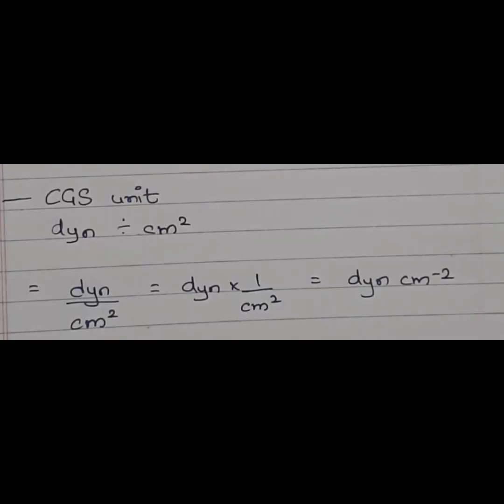Let us now see how the CGS unit for pressure is obtained. We know that the CGS unit of force is dyne and the CGS unit of area is centimeter square. The division of these two units will give us dyne centimeter raised to the power of -2.